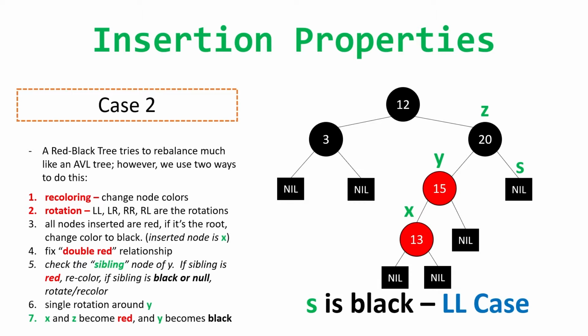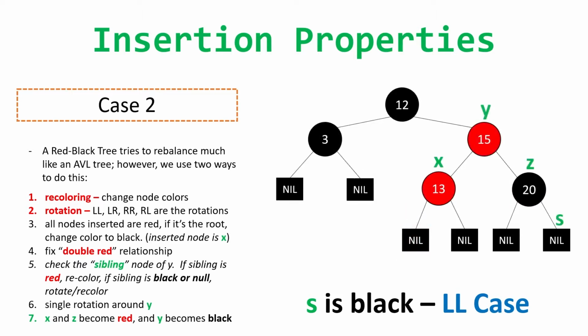In an LL case, just like an AVL tree or splay tree, it's a single right rotation. The first thing we do is perform a single right rotation around Y. All single rotations are around Y, and all double rotations will be around X. So let's go ahead and do that, and then we relabel. Okay, so we finish the rotation.